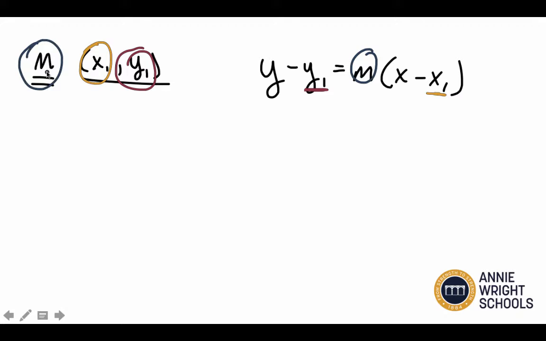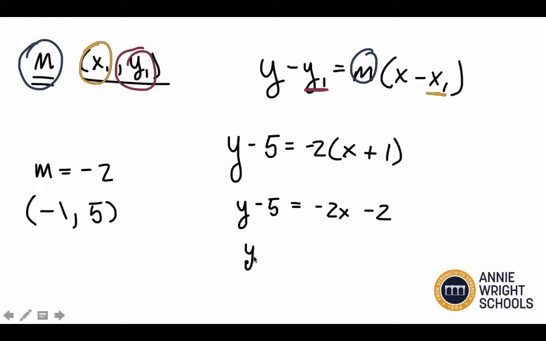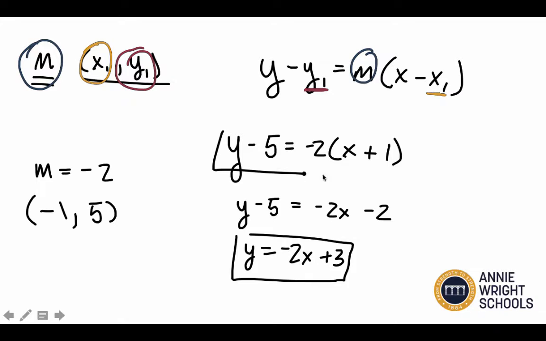And once you fill that information in, so quick example, y minus 5 equals negative 2 times x plus 1. That would come from a line with a slope of negative 2, and it goes through the point negative 1 comma 5. You could distribute this negative 2, y minus 5 equals negative 2x minus 2, add 5 to both sides, y equals negative 2x plus 3. And that's the slope-intercept form. This is the point-slope form.